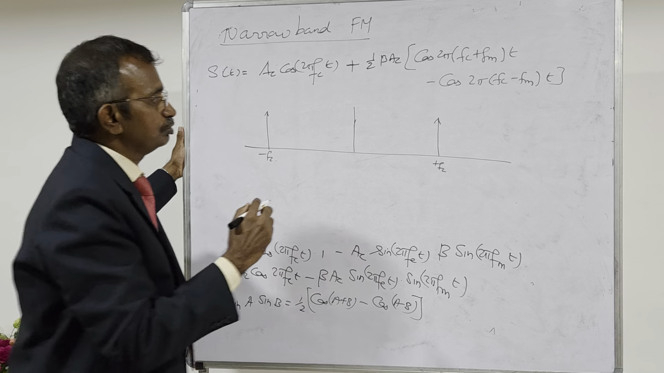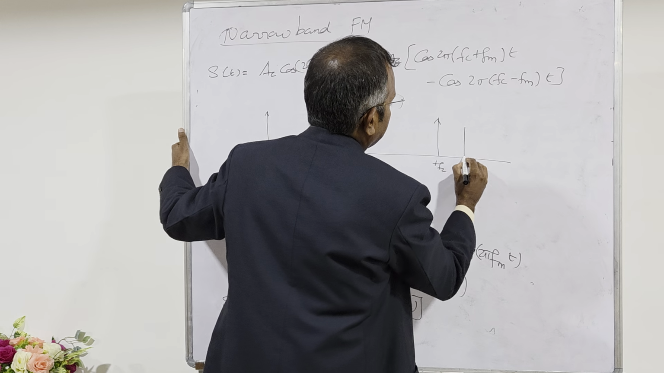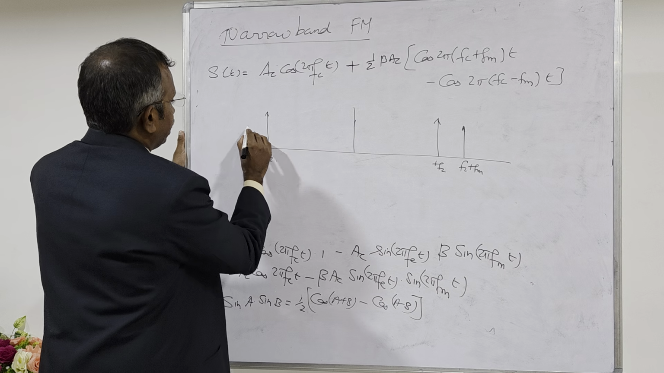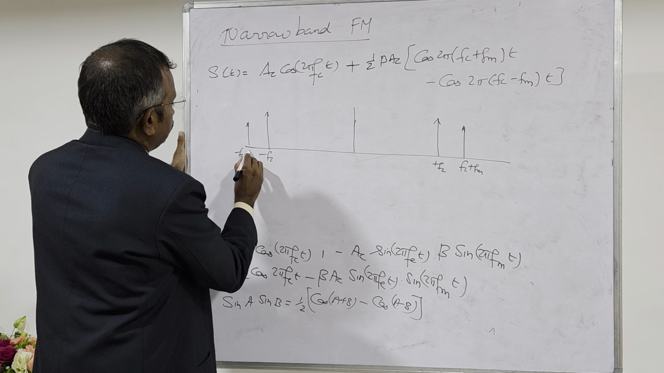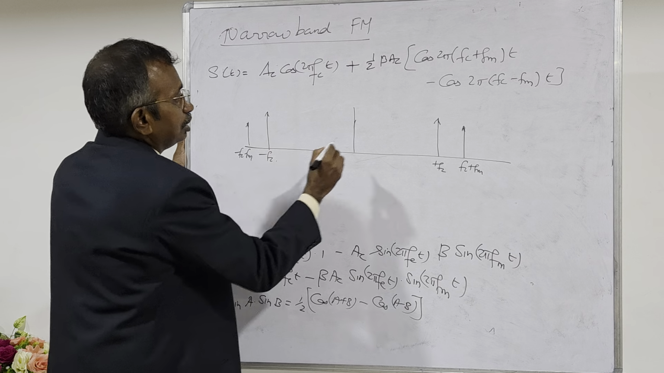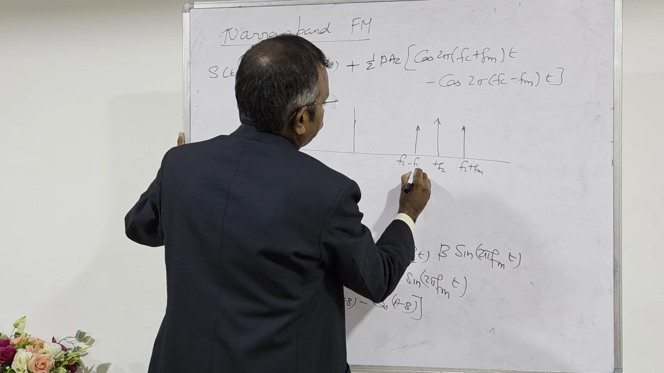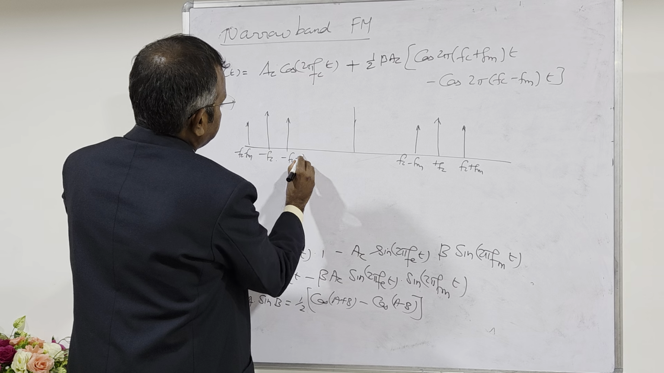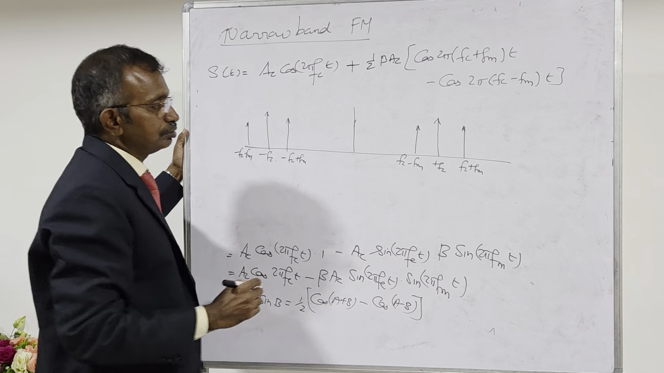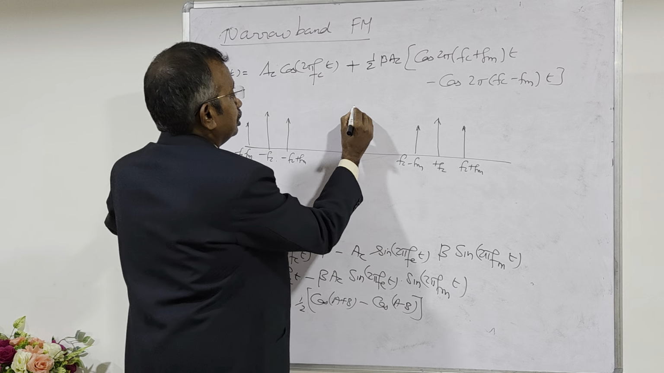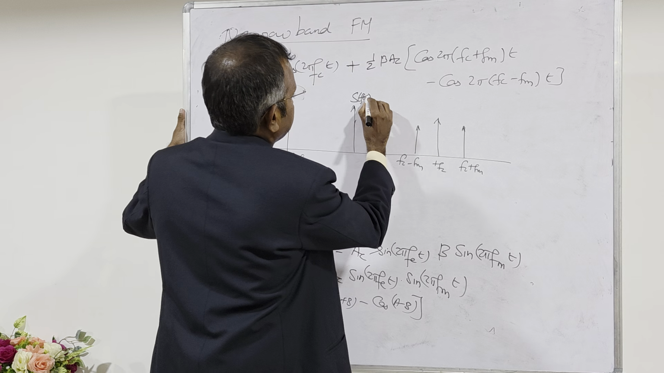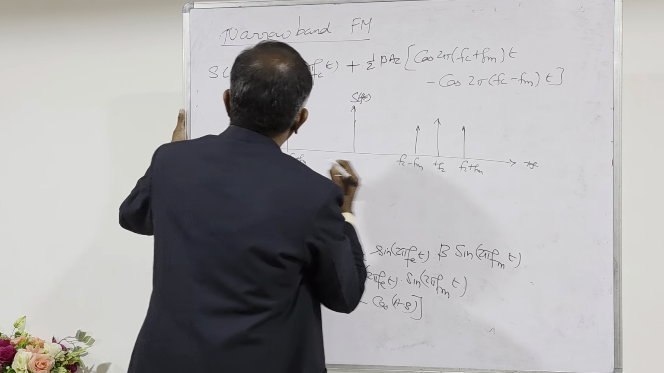So I have an impulse at fc plus fm, and at minus fc minus fm. Then for fc minus fm, it will be here, fc minus fm, and this is minus fc plus fm. So this will be the frequency spectrum of the signal. This is s(t), and this is S(f). This is plus f, and this is minus f.